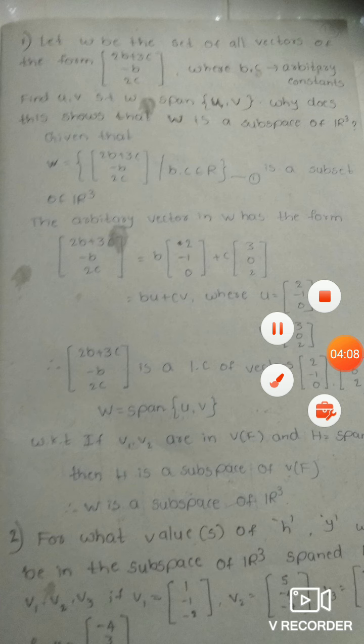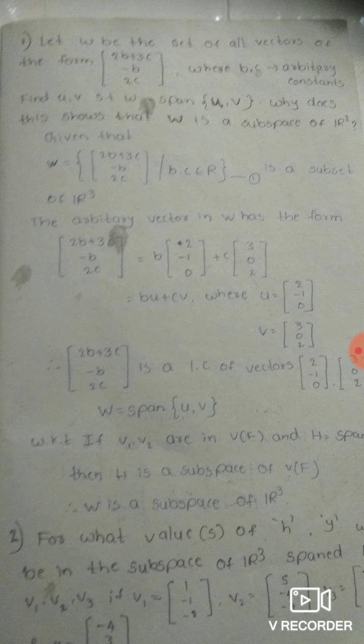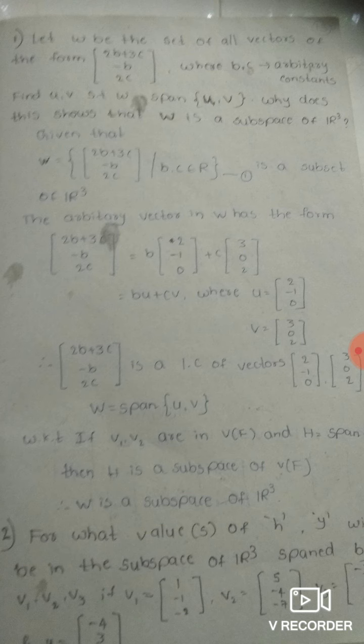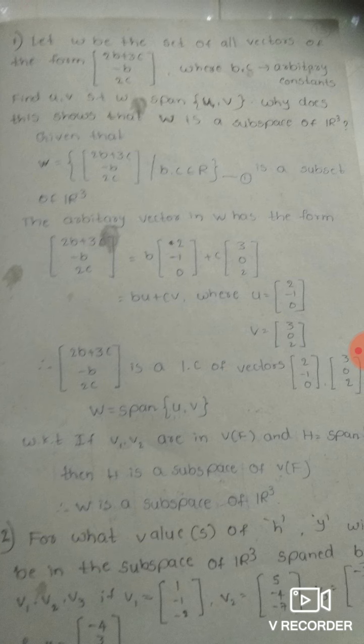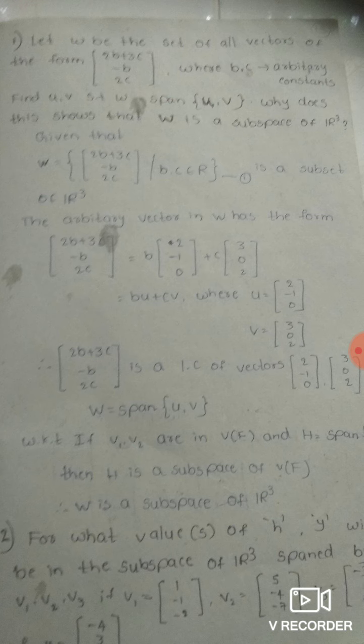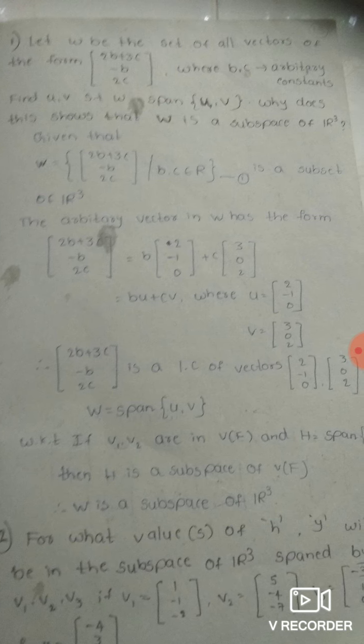Let W be the set of all vectors of the form (2b + 3c, -b, 2c), where b, c are arbitrary constants. Find u, v such that W equals span of u, v. Why does this show that W is a subspace of R cube?